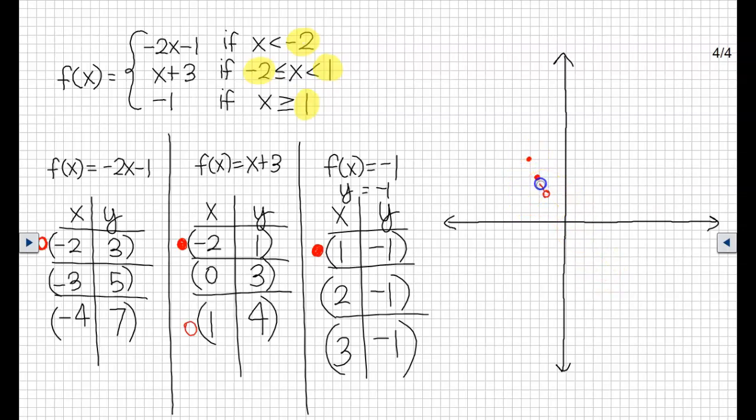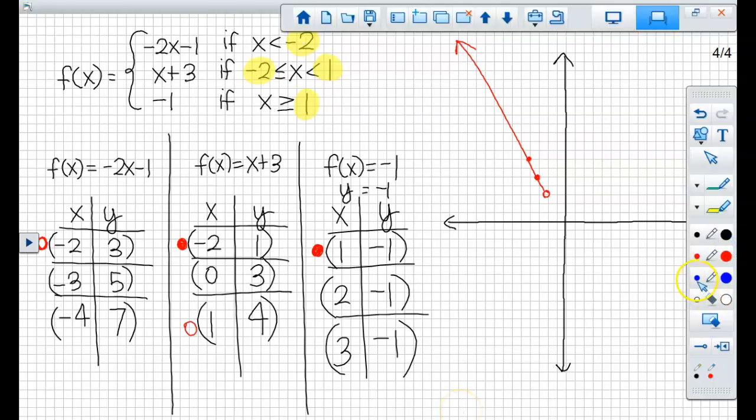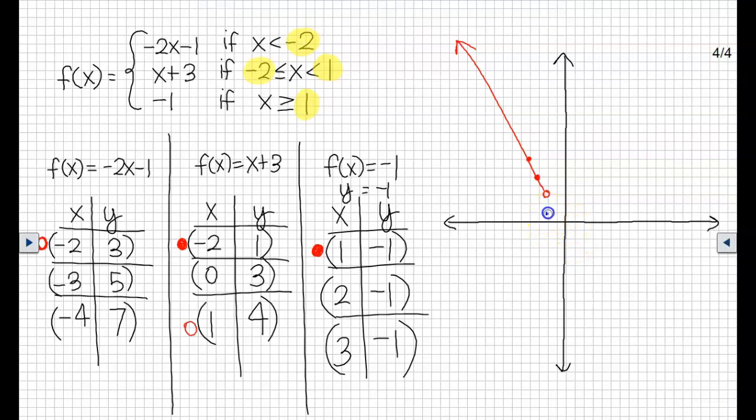So starting from that open circle, we go up and to the left forever. There's the first rule. All right, rule number 2. (-2, 1), (0, 3), (1, 4). Pay attention to open or closed.